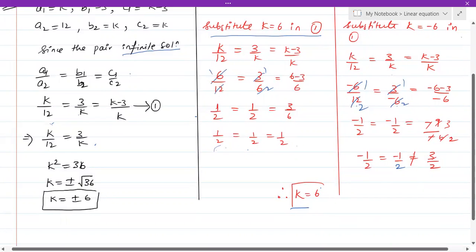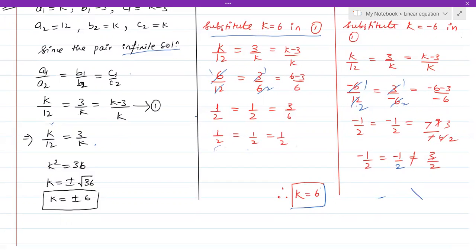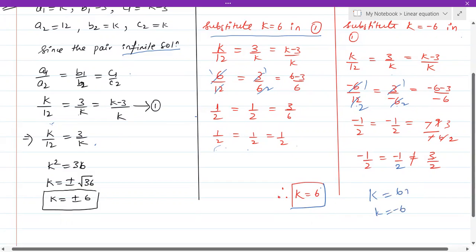So k is equal to minus 6, k is equal to minus 6 is not the value of k. Sometimes this also happens. K is equal to 6 and k is equal to minus 6, both are not the correct value. This is also a possibility. Remember.